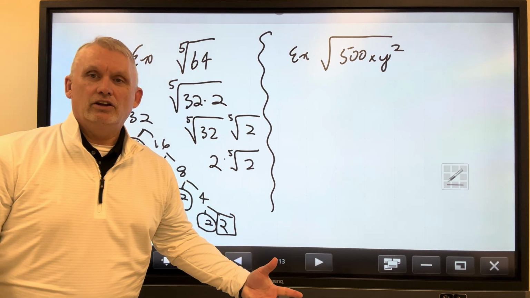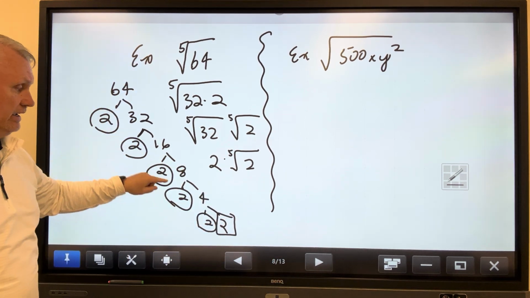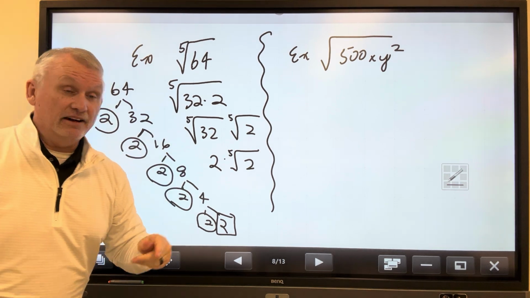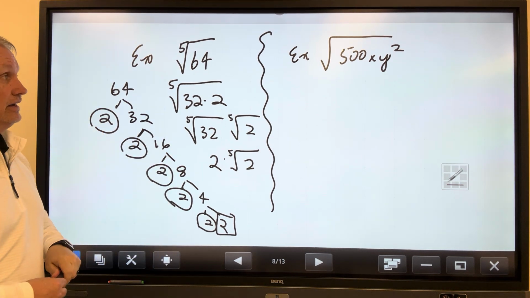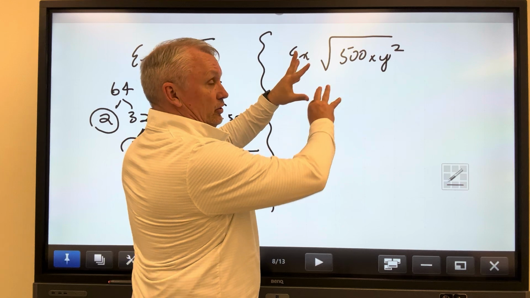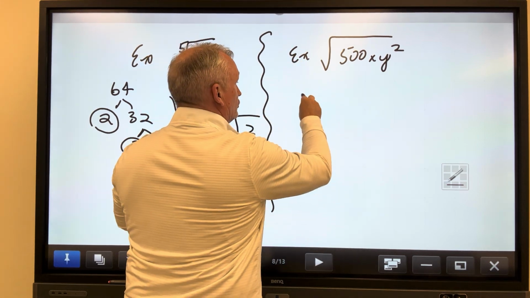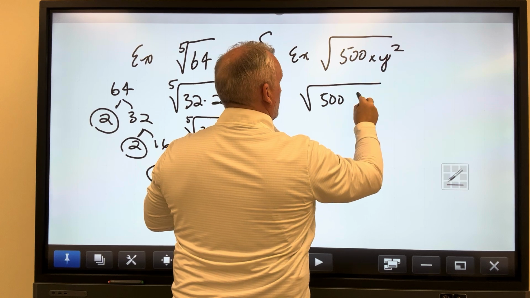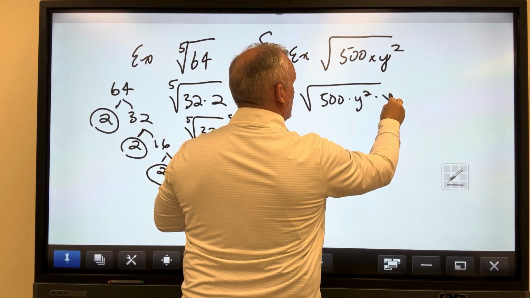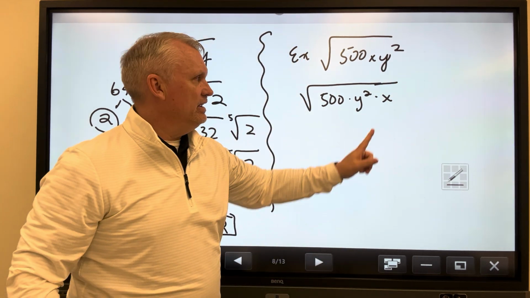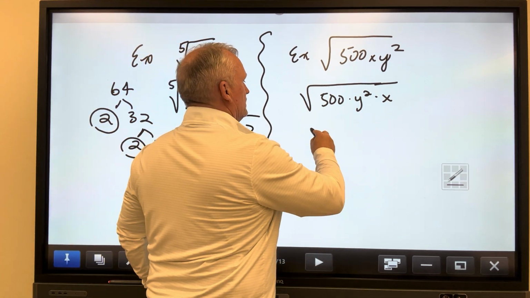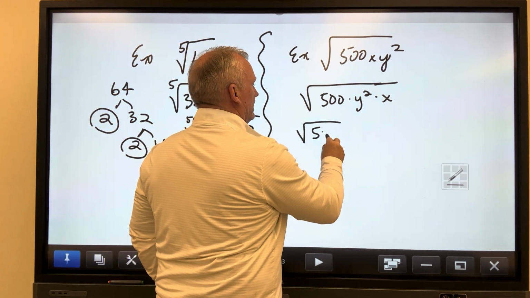Now, is it easy? No, but again, you could do the factor tree. And if you got 5 of them, for a 5th root, it's that number. Okay, let's look at this. I'm going to rearrange this a little bit. This is the square root of 500 times y squared times x. The only reason I switch that around is that I can't take the square root of x. It's just the square root of x. So it kind of looks like this.